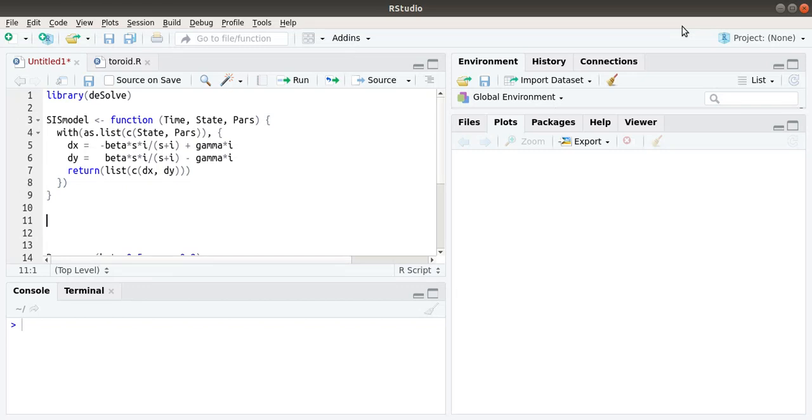Hello everyone. Today we are going to look at how the SIS disease model can be modeled. In SIS, S means susceptibles and I means infected. These are compartmental types of disease models in which the population is divided into various compartments. Here the two compartments are S for susceptibles and I for infected people.